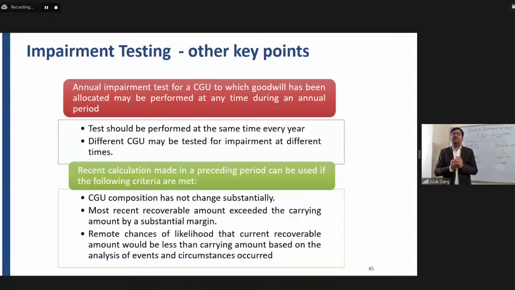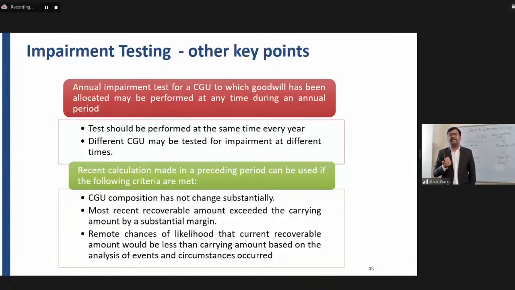Okay, so a recent calculation made in a preceding period can be used if the following criteria are met. I have told you that impairment testing, the calculation of recoverable amount, is a cost and time consuming exercise. For example, in the last year you have done a calculation of value in use for a particular CGU, and when you arrived at a value in use or fair value less cost to sell, the amount was significantly higher than the carrying value. It means a lot of headroom was available.